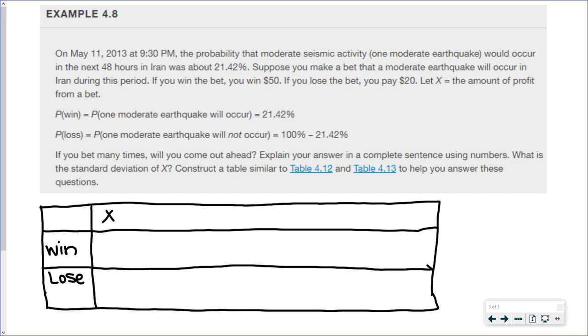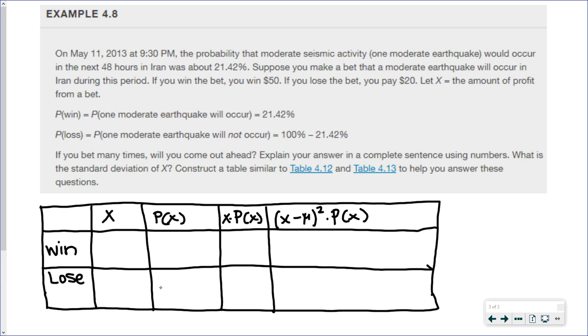We have x, then we have our p of x, our expected value, which is x times p of x, and then this last column is going to help us find our standard deviation. And this last column is going to be x minus mu, or our average expected value, squared times the probability.